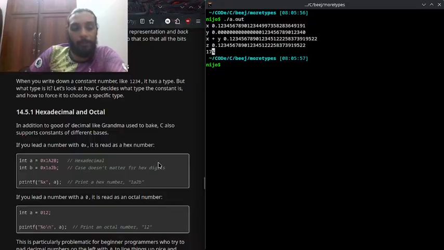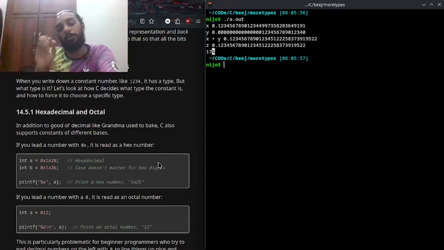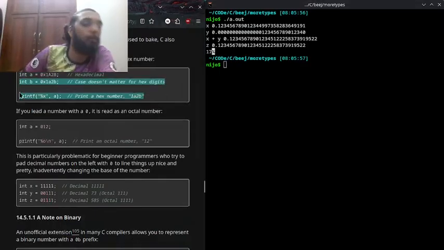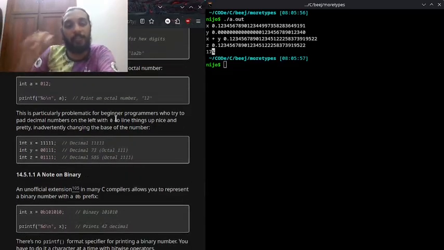Constant numeric types. When you write down a constant number like 1234, it has a type. But what type is it? Let's look at how C decides what type the constant is and how to force it to choose a specific type. In addition to good old decimal like grandma used to bake, C also supports constants of different bases. If you lead a number with 0x, it reads as a hex number. Hexadecimal case doesn't matter for hex digits. If you lead a number with 0, it's read as an octal number. So 0x is hexadecimal, 0 is octal, prints as an octal number.